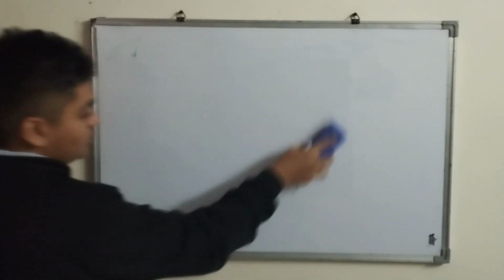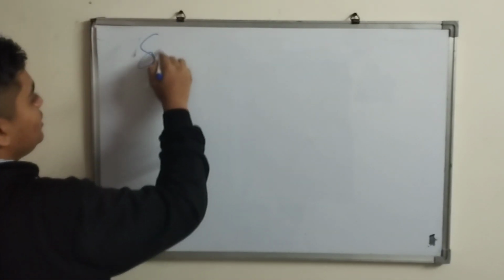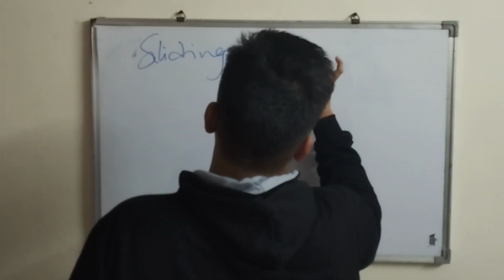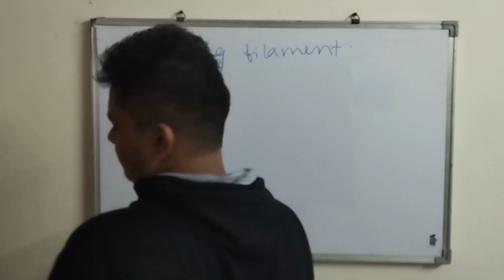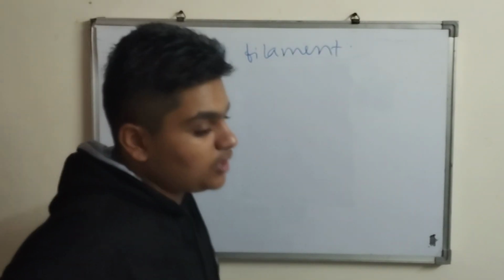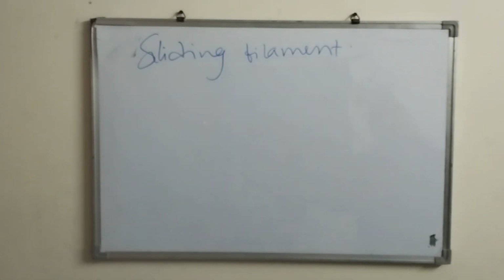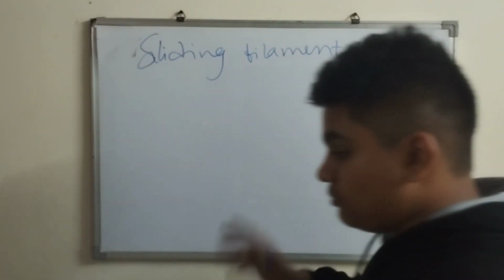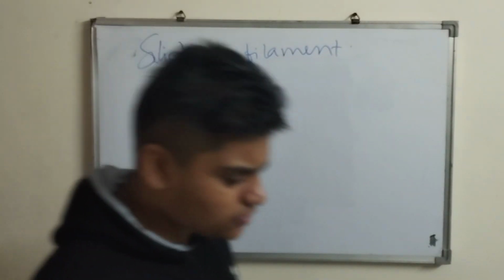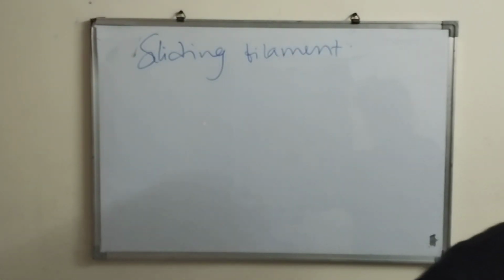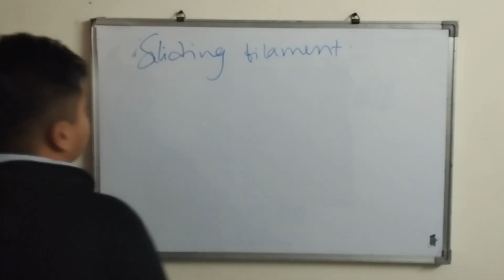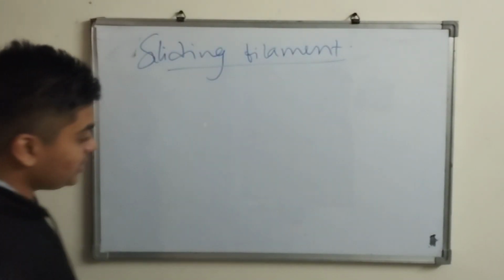Yes. Now, sliding filament theory, put the heading, very important topic. Next, I will be taking up the neural control and coordination chapter, in this video only. We will be completing the generation of impulse. That topic seems, for me, a little tough to understand, so that is why I am also taking that. Sliding filament theory. Now start.